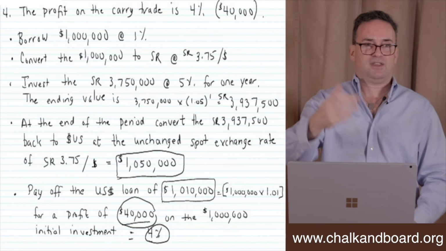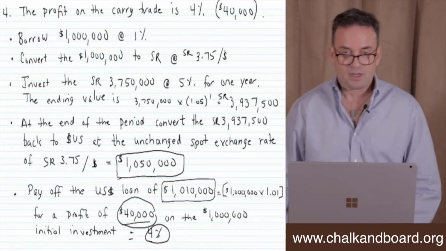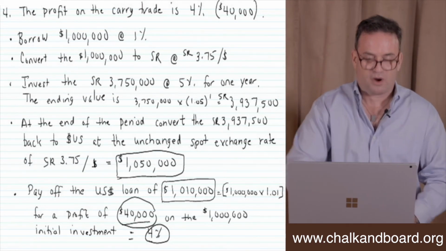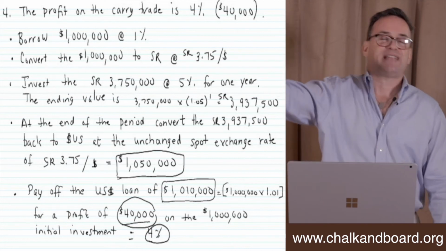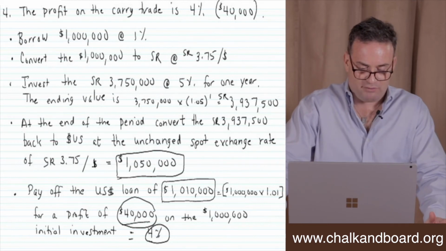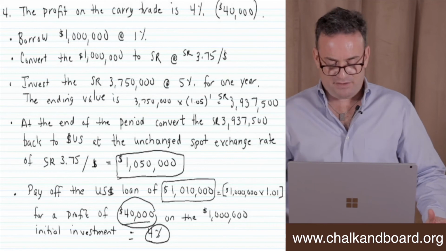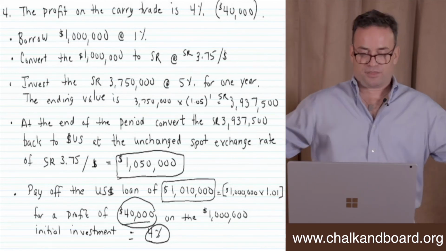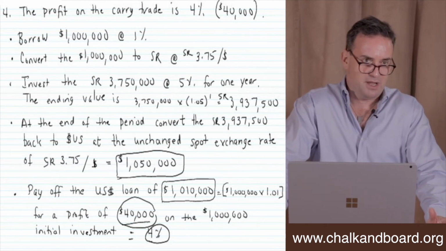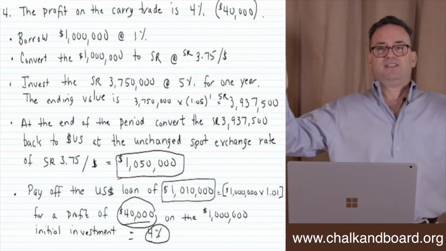When we do that, we will then end up with 3,750,000 Saudi riyals. We're going to take the 3,750,000 riyals that we just did the conversion for, and we're going to invest it in Saudi Arabia at 5% for the year, because that's the interest rate in Saudi Arabia. And at the end of the year, we'll have 3,937,500. Where did I get that? 3,750,000 times 1.05 to the first would give you 3,937,500 Saudi riyals.